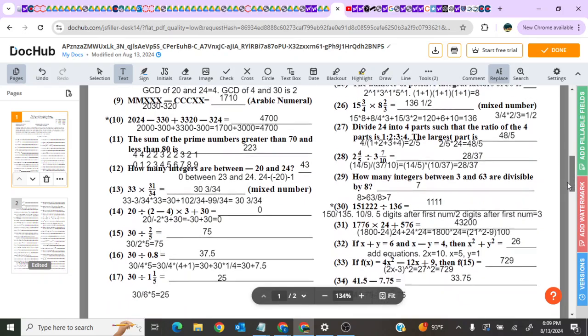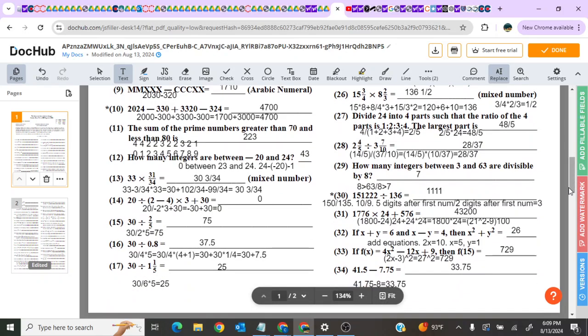How many integers between 3 and 63 are divisible by 8? Well, 63 divided by 8 is less than 8 but greater than 7, which means there are 7 numbers divisible by 8. And the other end of the range, 3, does not prevent that from happening.